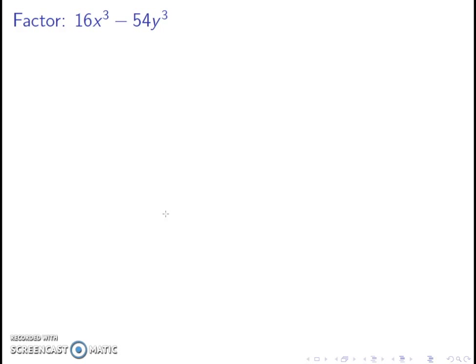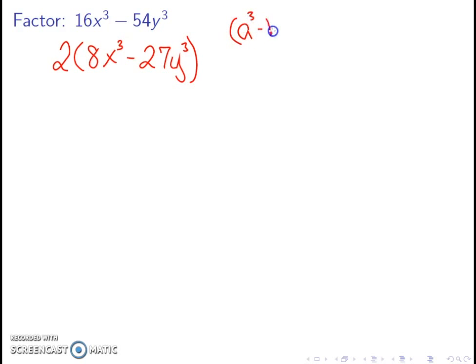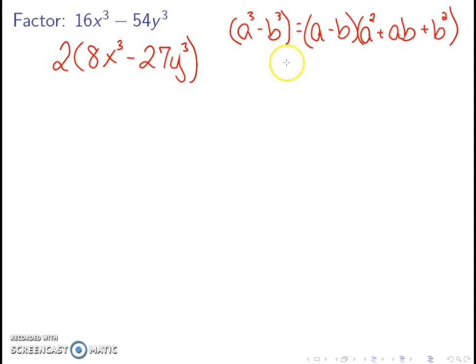Now we'll factor. The first key to factoring is to pull out anything they might have in common. In particular, these have a 2 in common. When I pull out a 2, I get 8x cubed minus 27y cubed. And to factor the difference of cubes, I have to use a formula. A cubed minus b cubed is equal to a minus b, times a squared plus ab plus b squared.